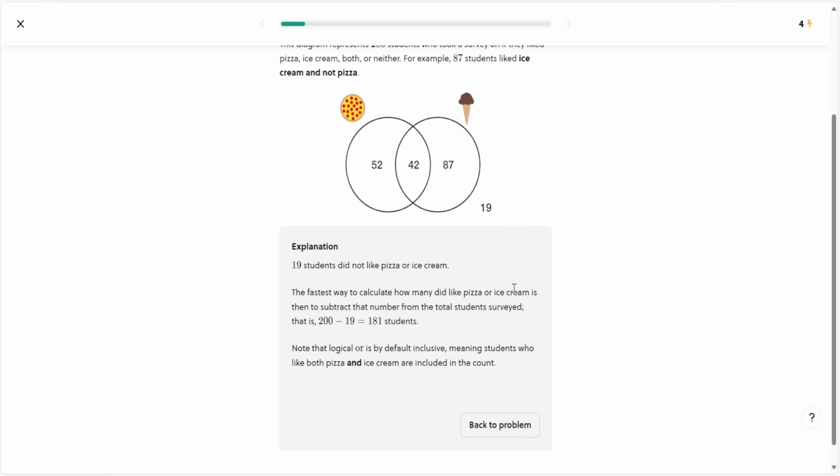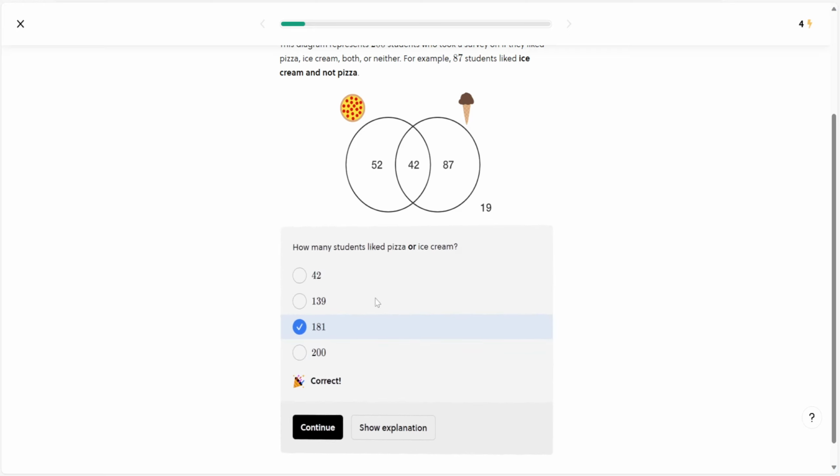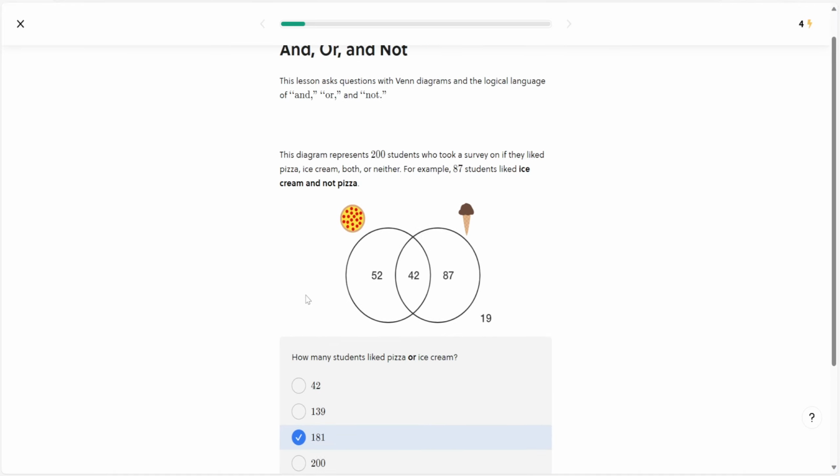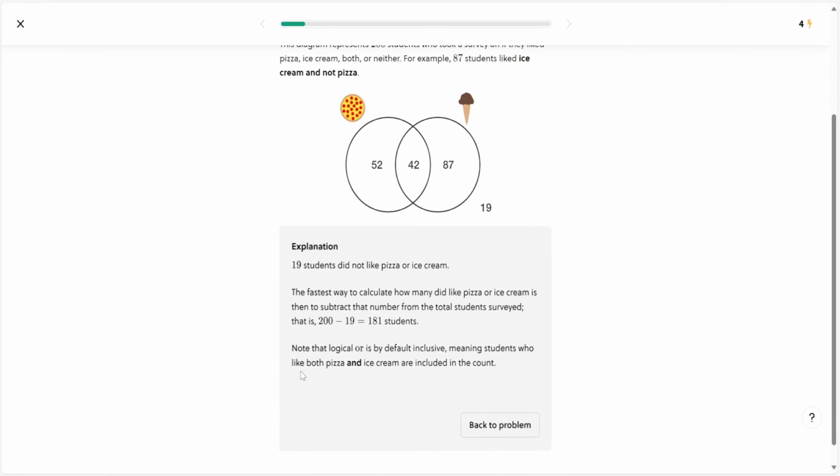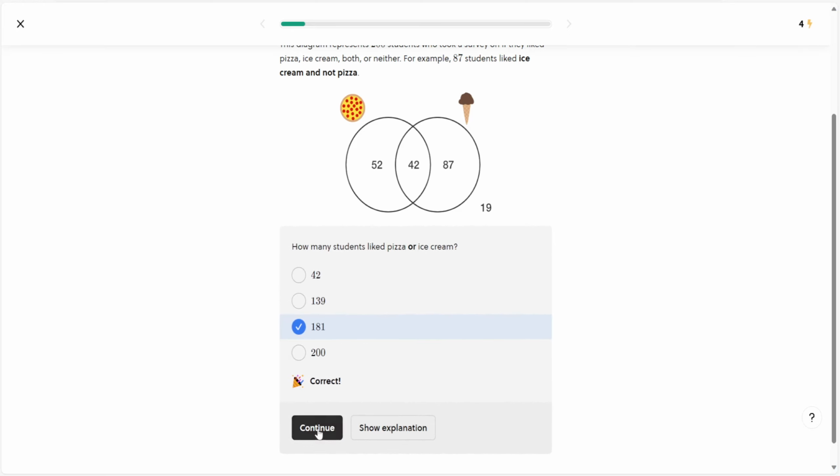The fastest way to calculate this, yeah, note that logical or is by default inclusive, meaning students who like pizza and ice cream are included in the count, yeah. So we're going back to one of the previous logic puzzles that I did, where or is and or, and it says note the logical or. So it's all about the logical or. I wonder what the other version of or is. I wonder if it's got a name or if it hasn't.